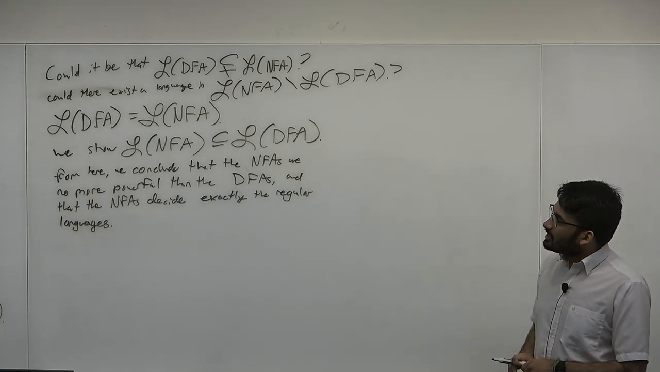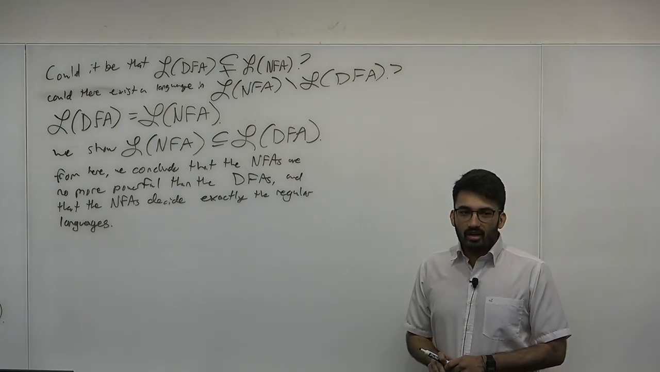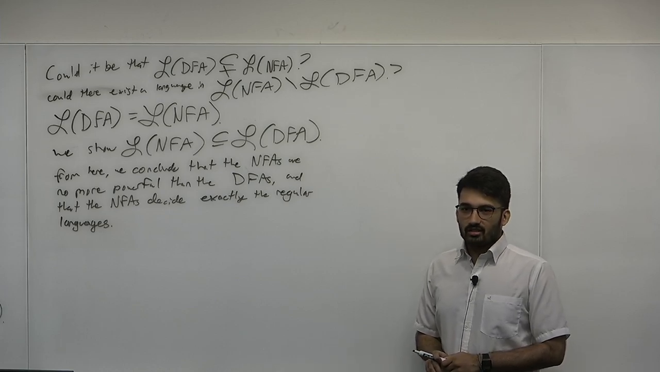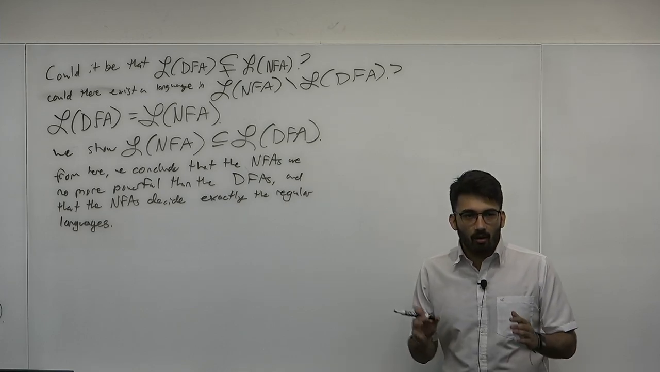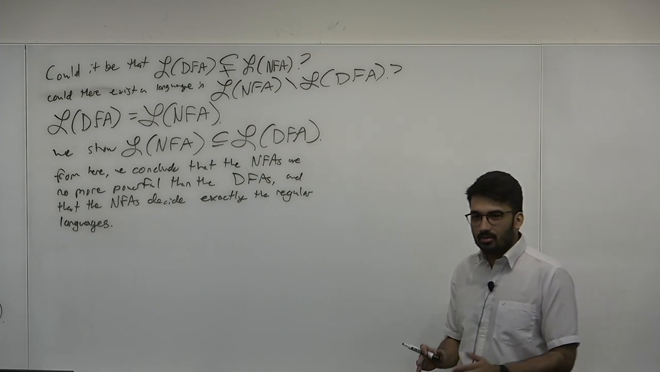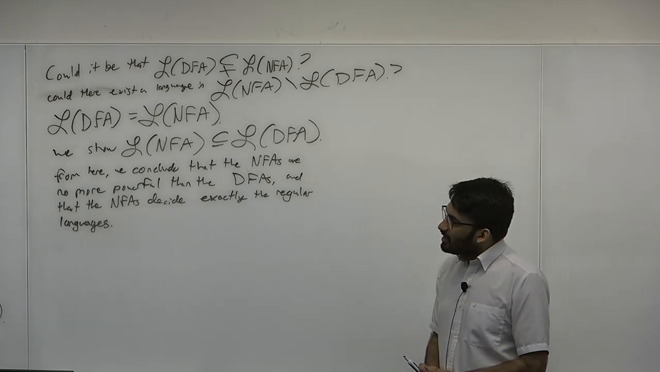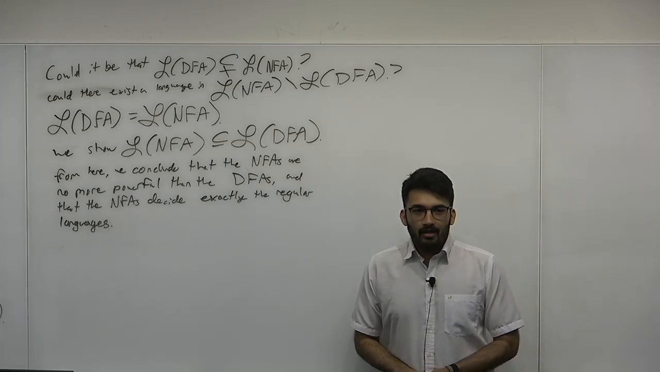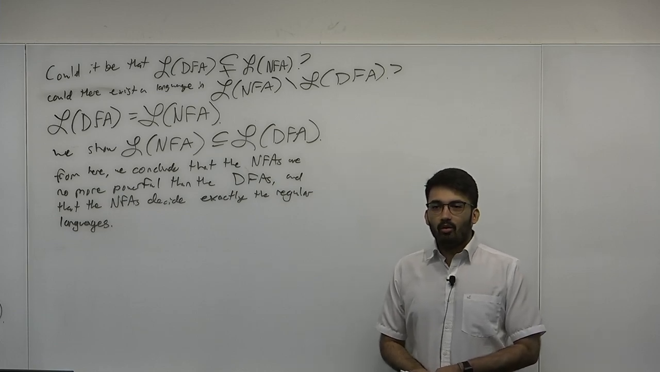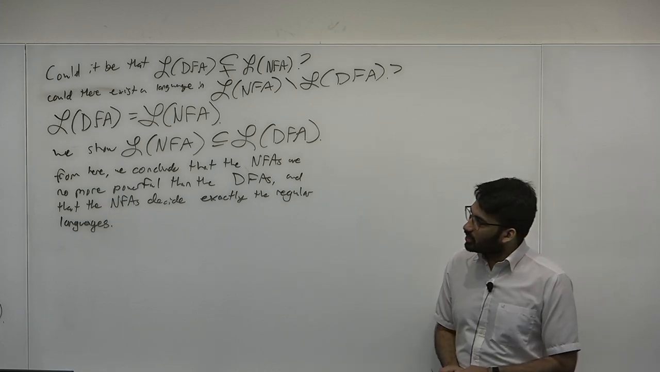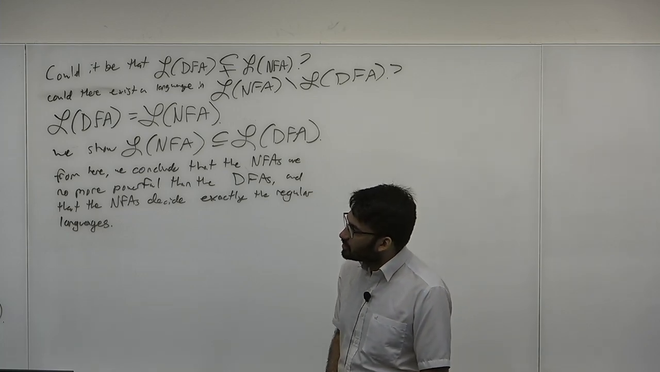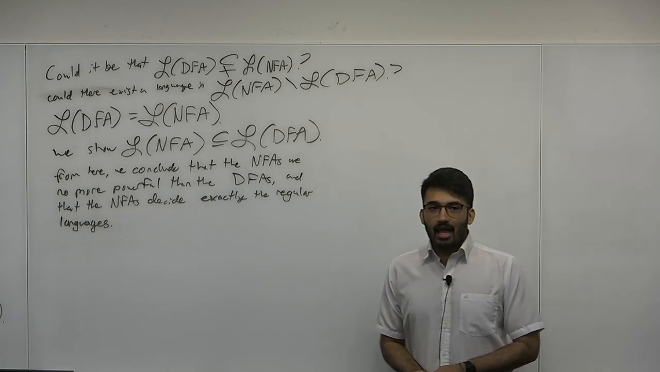Now, as a final comment before we get onto the proof, two more comments. One, this doesn't say anything about efficiency. The NFAs are far more efficient than the DFAs, right? The NFAs are small and tiny, and you can do nice things with them because they're so small. But the DFAs maybe are big and ugly. We don't care about efficiency at all. We care about power. We're concerned with the possible languages which are decidable by these machines at all. Like, what are they even capable of?